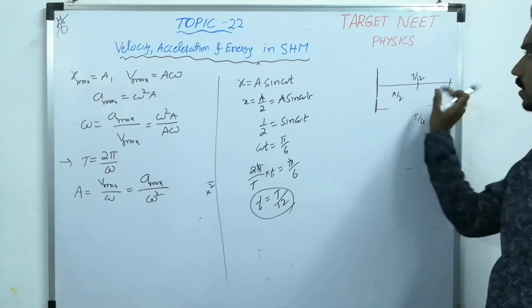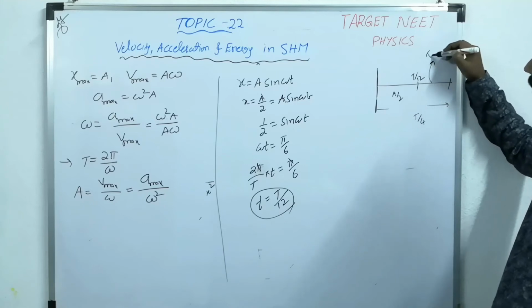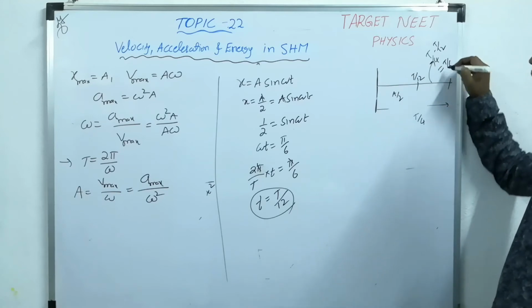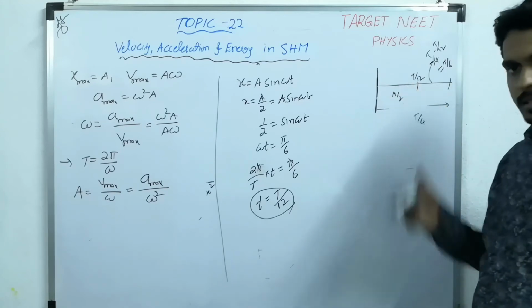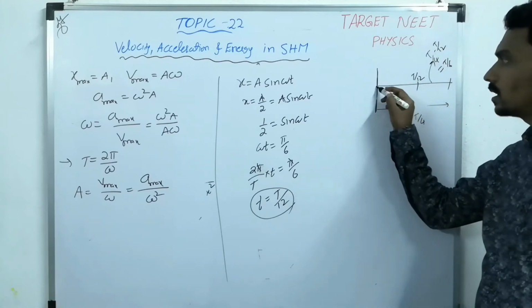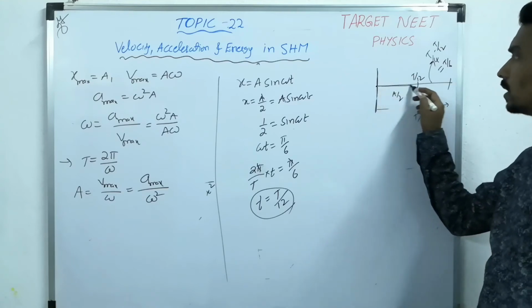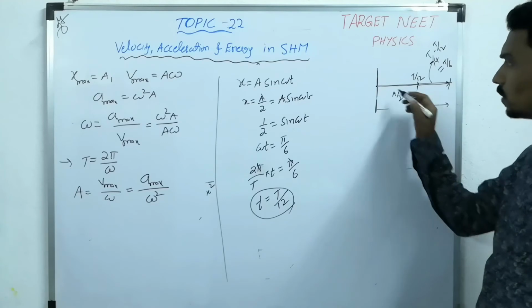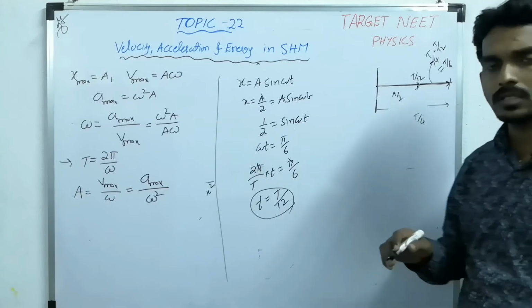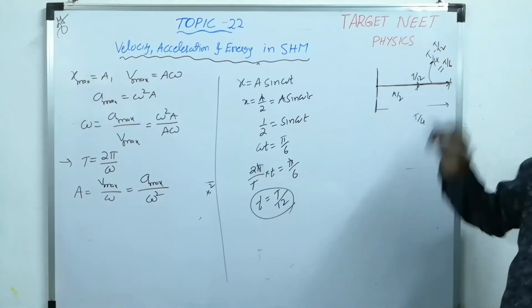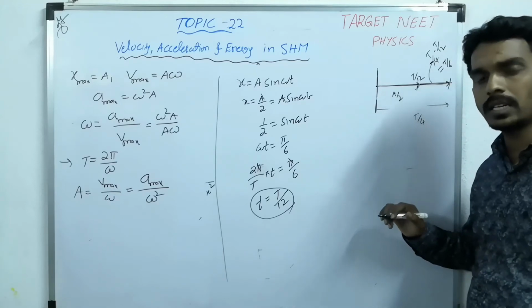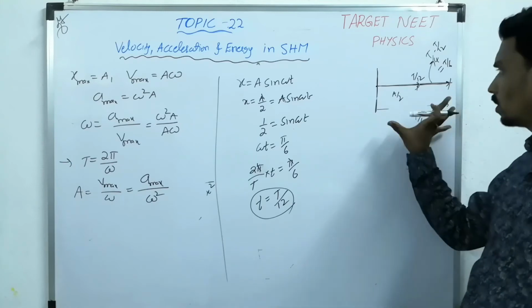Then for the next half, what will it become? T by 4 minus T by 12. So how much will it become? T by 6. So to cover the first half amplitude, the time taken is lesser because here the speed is more. Initially the speed is more, then speed decreases. That's why the time taken to cover the first half is less, and the time taken to cover the next half is more, that is T by 6.